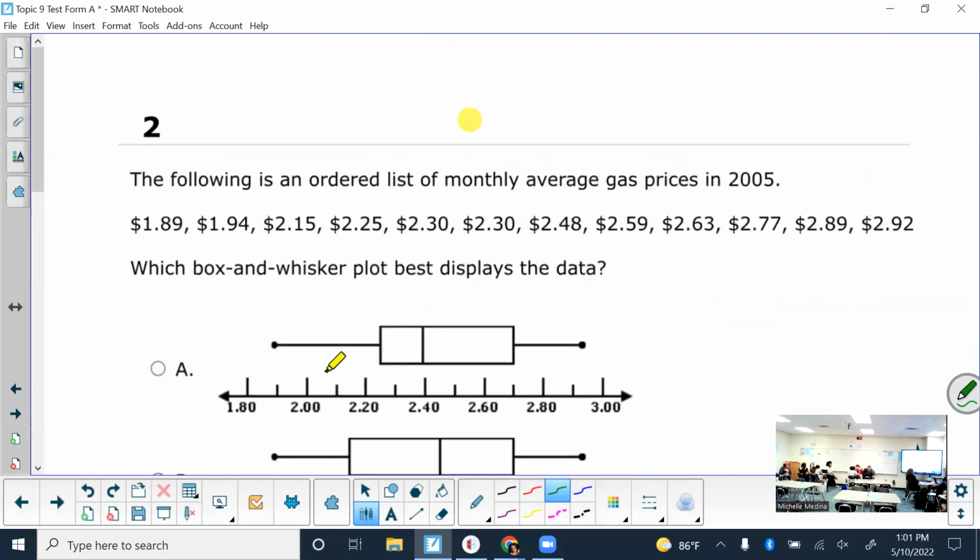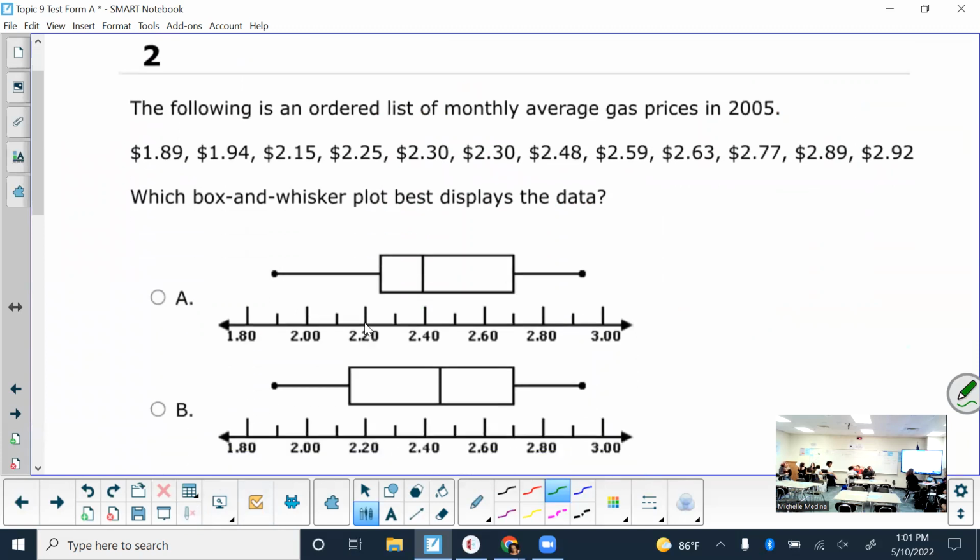All right, a lot of people got this wrong. I think you guys are just being lazy, honestly. But here's how you solve it. I'm glad someone brought this up. So the following is an ordered list of monthly average gas prices in 2005. Are they in numerical order? Yes. So that step's already done for you. If they're not in numerical order, put them in numerical order. What are the 5 data points I need for box and whisker plots?